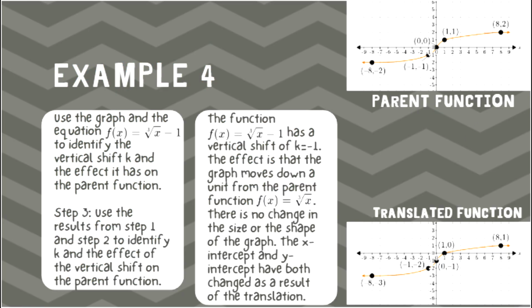Okay, there's no change in slope. The x-intercepts and y-intercepts might change. Here the x-intercept was 0, 0, and here the x-intercept is 1, 0. But I mean, the line itself did not change.